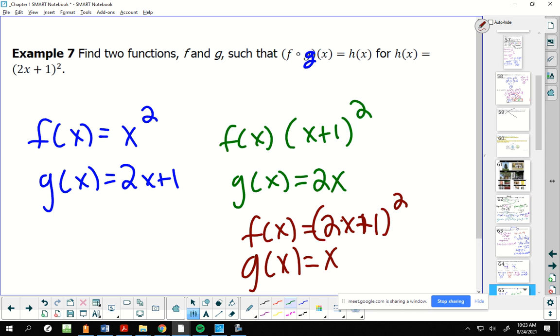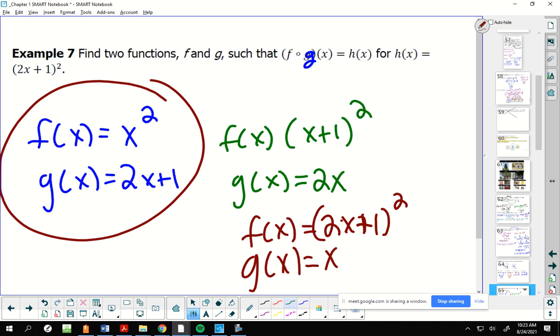But personally, I just look at the stuff inside and I make that g of x. And I think that works the best. Okay, but there's multiple correct answers for that.